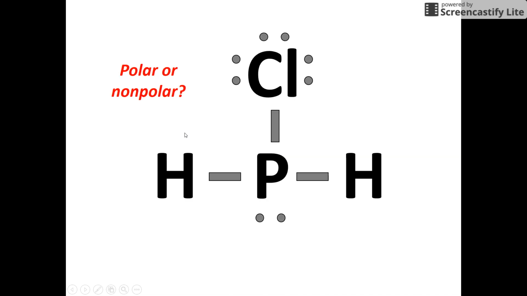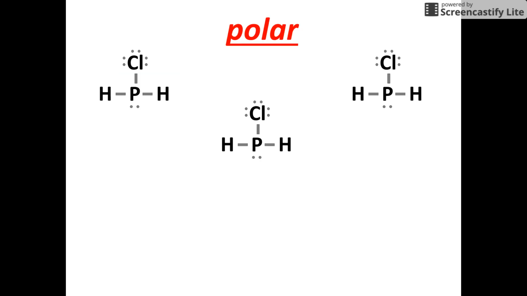Okay, we've got chlorophosphane. This is PH2Cl. The name of this happens to be chlorophosphane. Is it polar or nonpolar? Look at the shape. Look at where the electrons are. This is going to be a polar molecule. Here is why. This one's a little tricky.